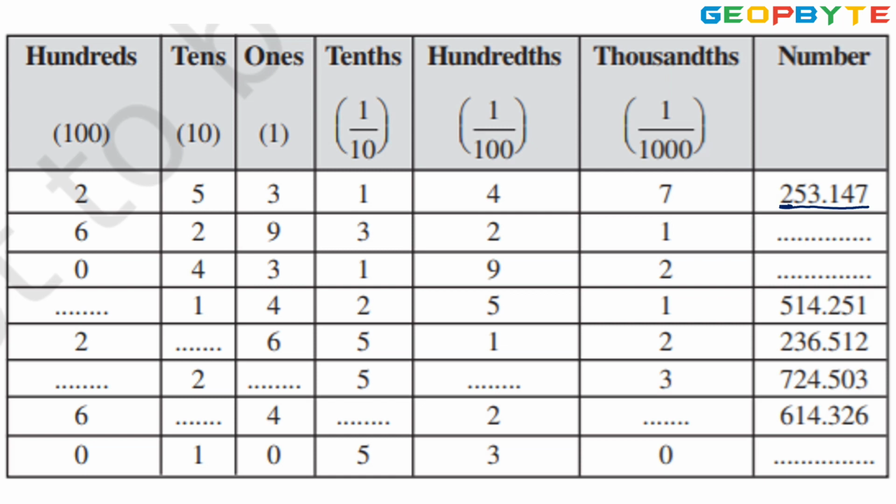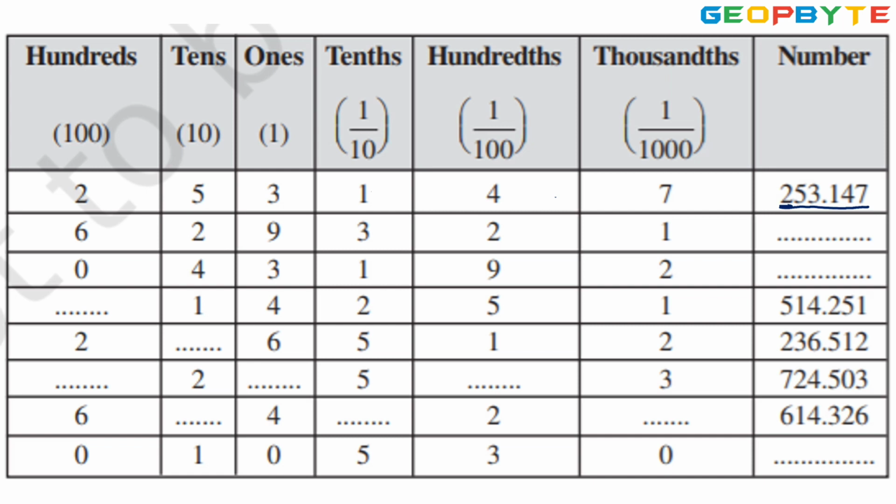Next, after the decimal point we are having 1. So 1 means it is at tenth position. Then 4 is at hundredth position and 7 is at thousandth position. Now, after that, next example. 6, 2, 9, 3, 2, 1. Now, 6 is at hundreds position, 2 is at tens position, 9 is at ones position. And after that, we are having 3. 3 is at tenth position.